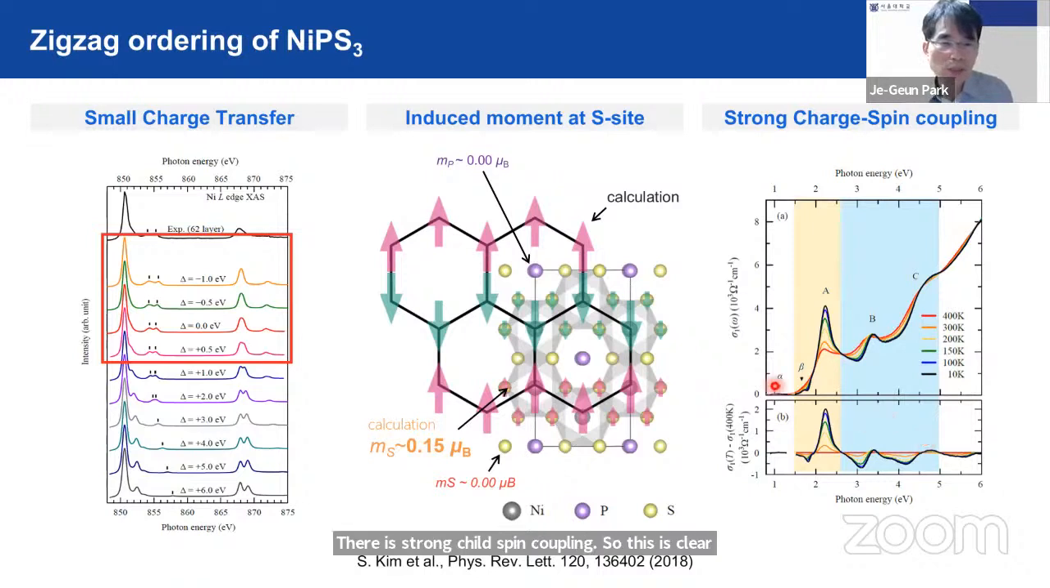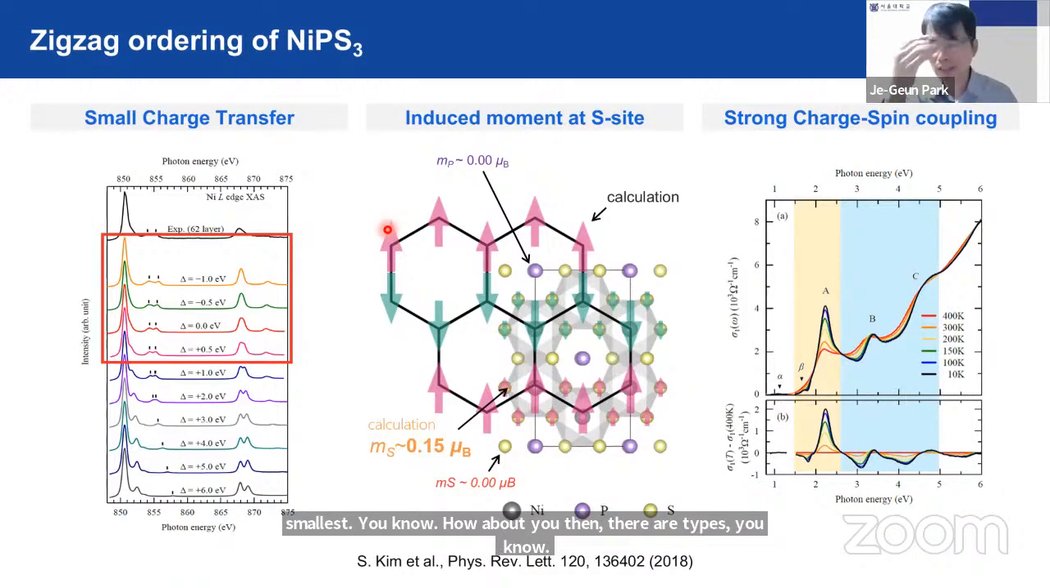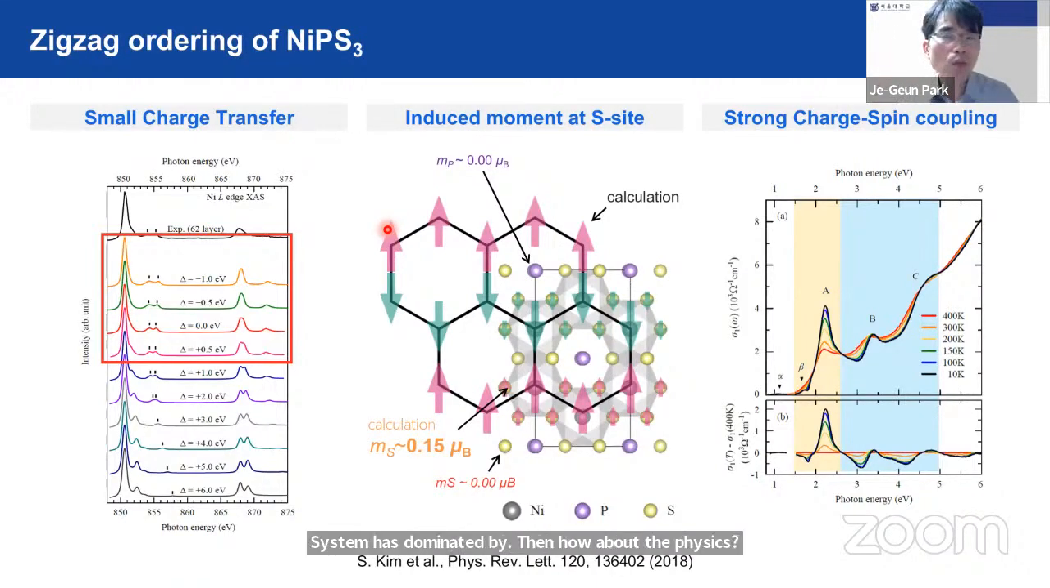The other thing we reported in 2018 was, we are very familiar with oxide physics, okay? So oxides usually follow the Zaanen, Sawatzky, and Allen scheme. If you go for large Hubbard U, then there is a charge transfer gap. Or if you go to smaller Hubbard U, then the system is dominated by Hubbard physics, okay? Or the other way around, okay? So for those oxides, the charge transfer energy from the ligand, the oxygen, to the transition metal is typically a few eV, 3 to 5 eV.